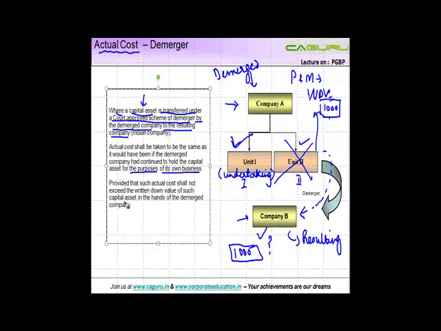provided that such actual cost shall not exceed the written down value of such capital asset in the hands of the demerged company. So even if you accounted for it at a different price, it cannot exceed the tax written down value of this asset in the hands of company A.